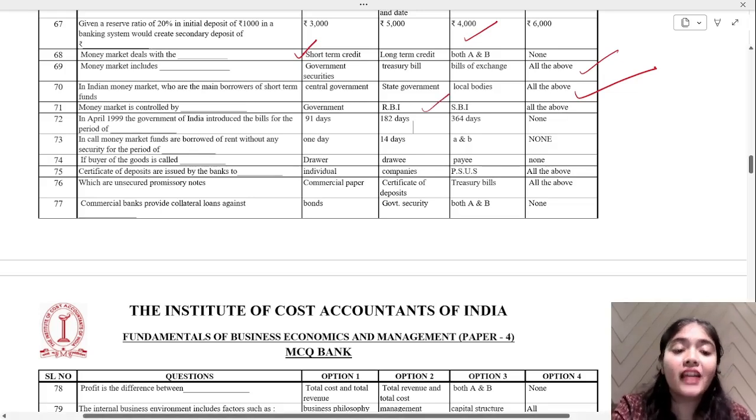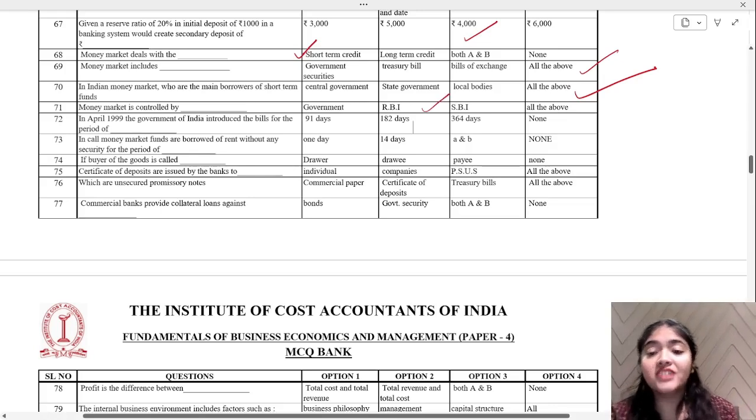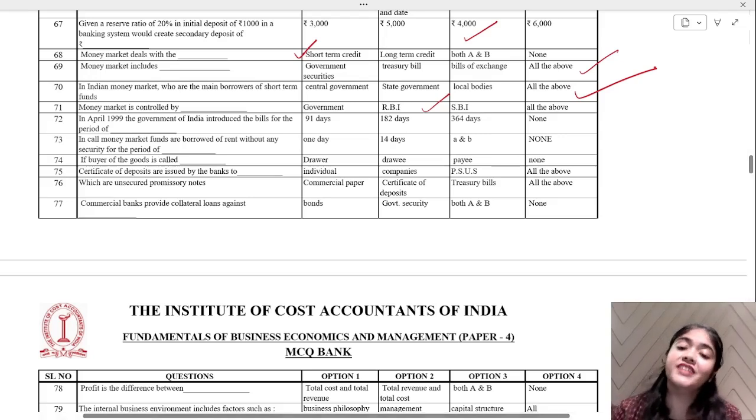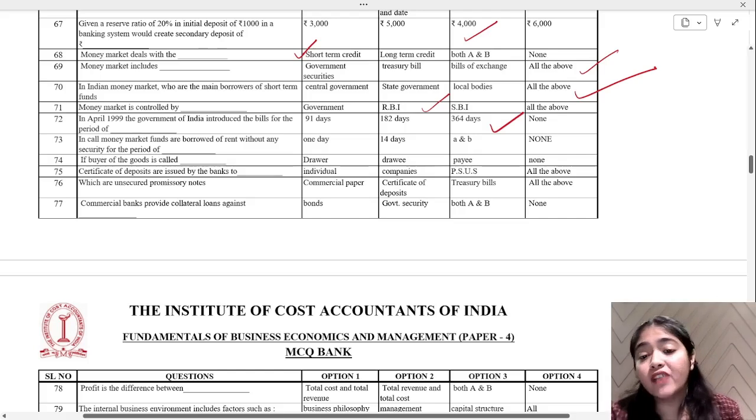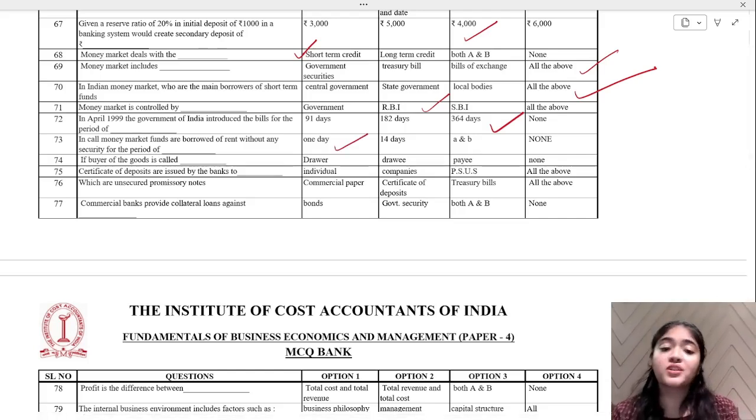In April 99, the government of India introduced the bills for the period of 91 days, 182 days, 364 days, or none. Yes, they introduced for 364 days. In call money market, funds are borrowed without any security for the period of 1 day, 14 days, A and B. Yes, in call money, 1 day things go.